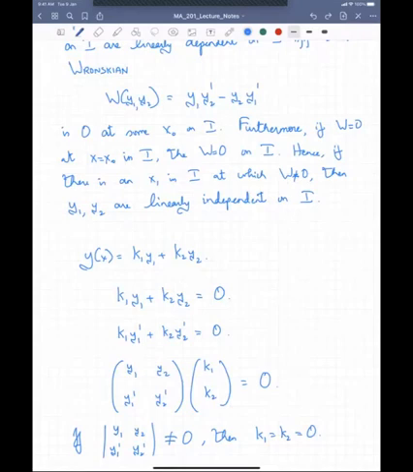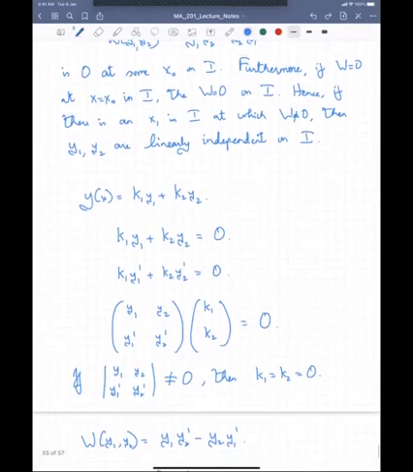So the first statement that we are making with this theorem is that suppose W equals 0 at some point x equal to x0. Then we can argue that W is 0 on all points, and so the two solutions that you have at hand are linearly dependent on each other. Conversely, if there is at least one point in the interval where the Wronskian is non-zero, then the Wronskian has to be non-zero at all points, which means that the two solutions are linearly independent. So we'll try to understand what this means in a little more detail.